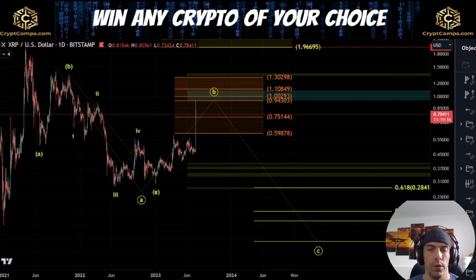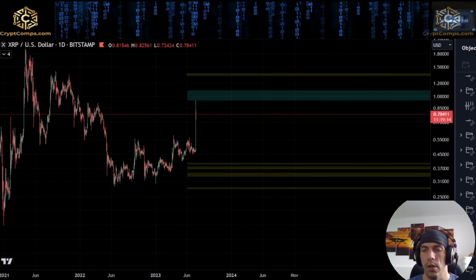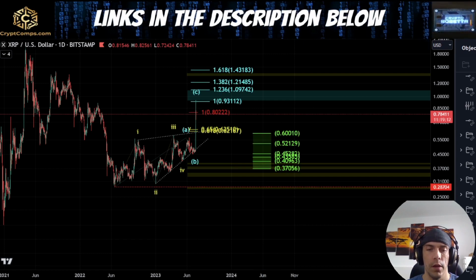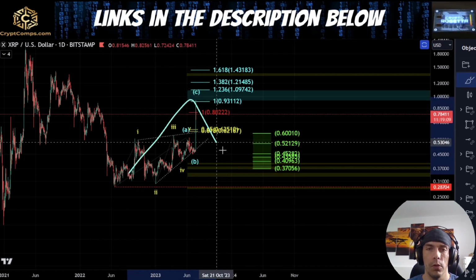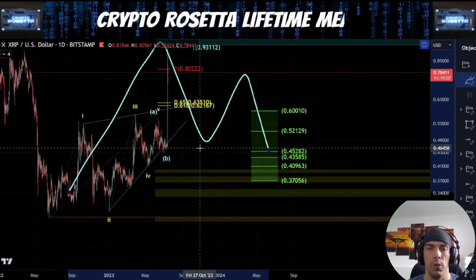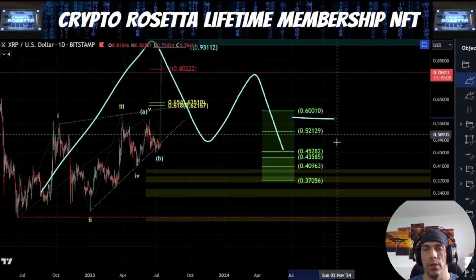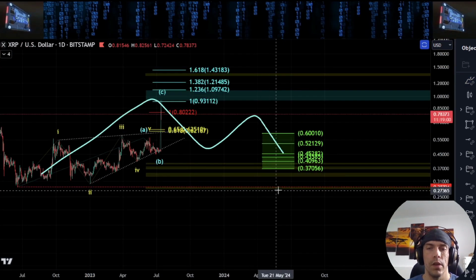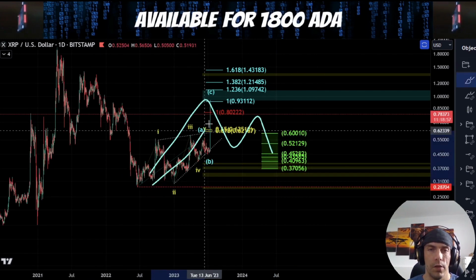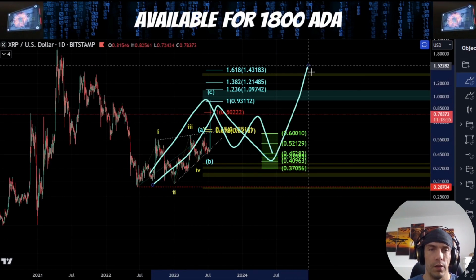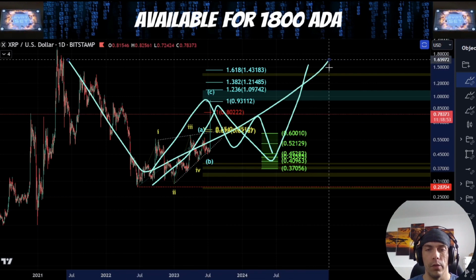Now it is also possible that even if we do have this just as a bigger corrective structure to the upside here, where this becomes A, we could look to find support in this green support box here between this level here of this 60 cents and this 37 cents 56, where we just see this actually become A, B, and then we see C if we're going to have a bigger corrective structure to the upside.